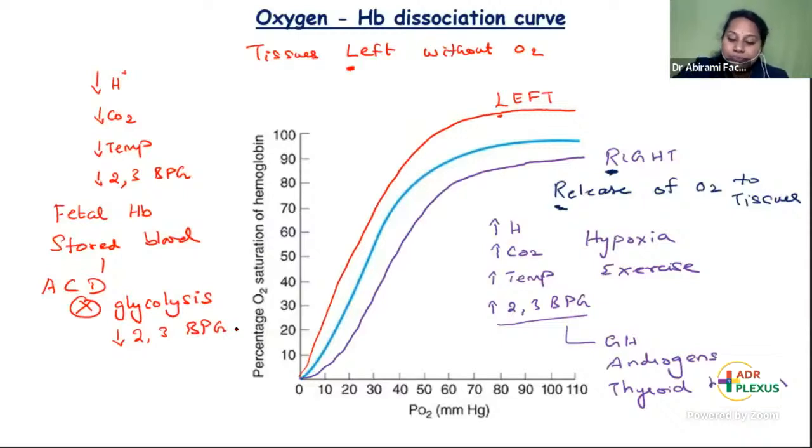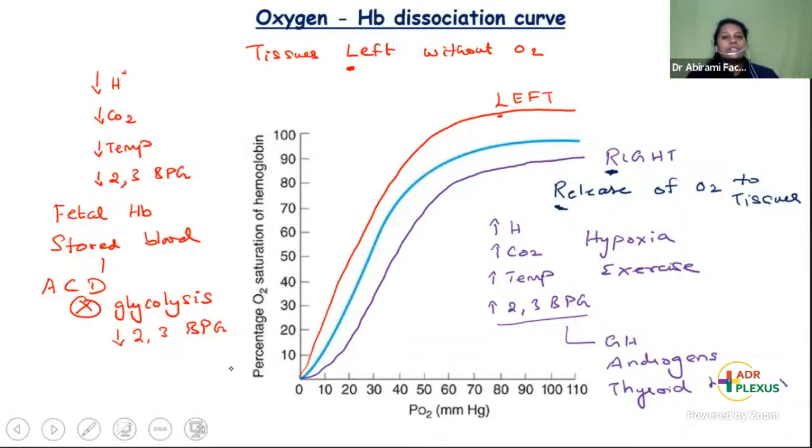So when 2,3 BPG falls, yes, very good. All of you have answered. Very good. When 2,3 BPG levels fall, automatically the curve shifts towards the left. So fetal hemoglobin, left shift. Stored blood, it can cause left shift.